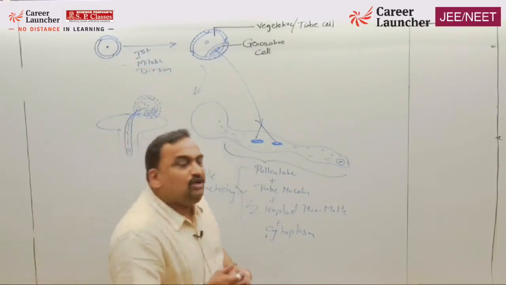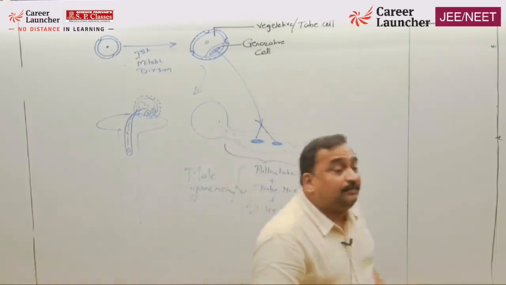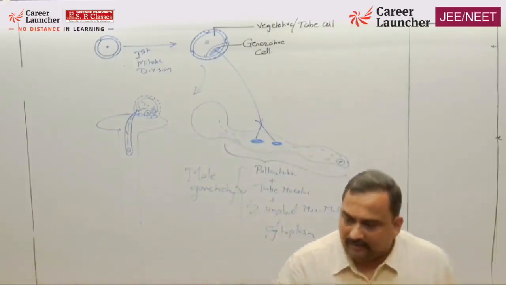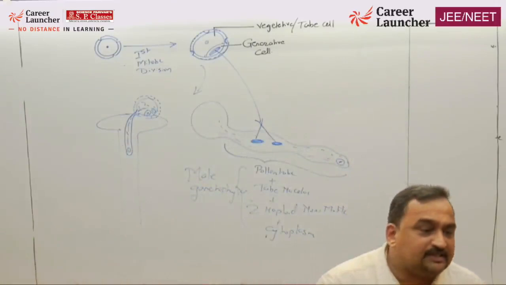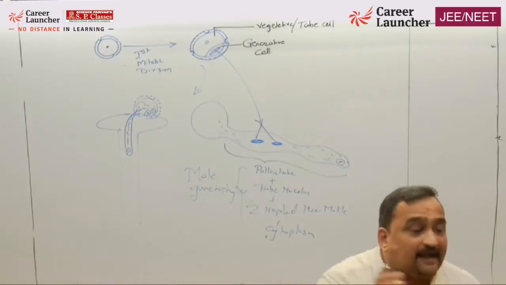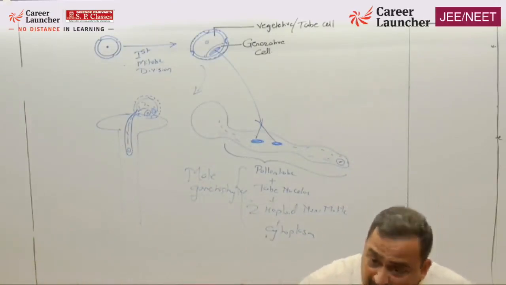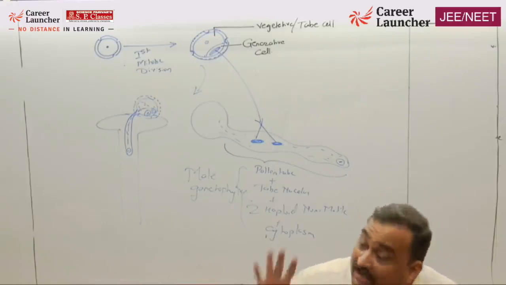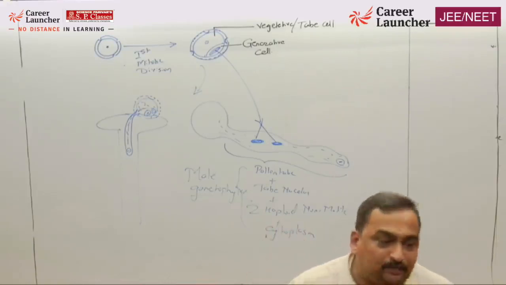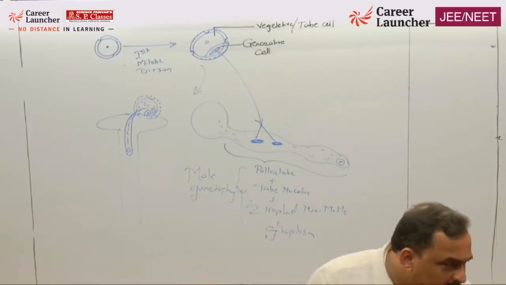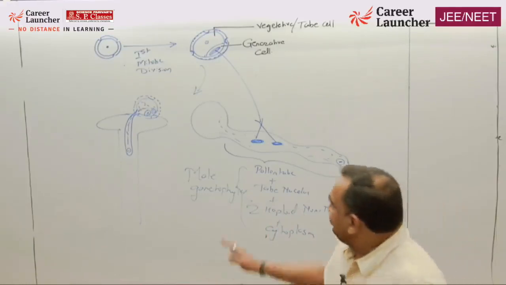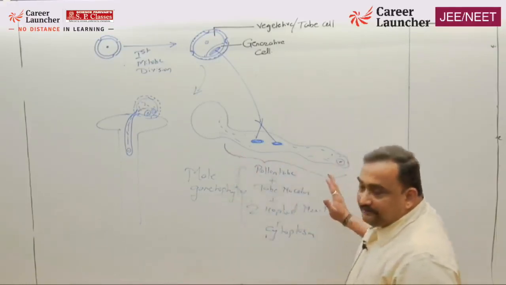So how many mitotic divisions have happened? Two. Right? The first mitotic division results in the formation of the tube cell and generative cell, while the second mitotic division happens only in the generative cell, not in the tube cell. And thus it results in the formation of an elongated structure.